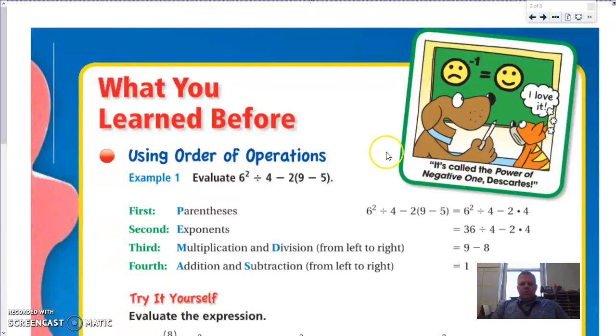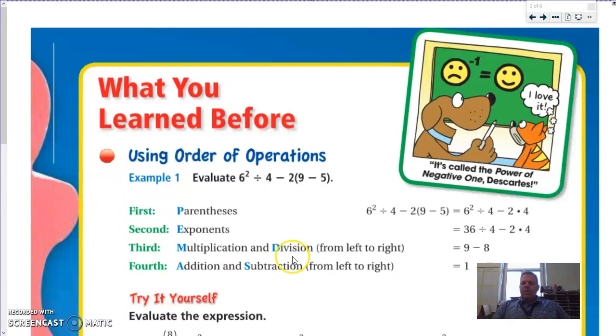What you need to be able to do right away is to use order of operations, and we've done this a lot of times. So you can see in this example 1, we are going to evaluate 6 squared divided by 4 minus 2 times parentheses 9 minus 5. The first thing that we have to do is parentheses. Remember, we have, please excuse my dear Aunt Sally. Parentheses are first, so we're going to do the 9 minus 5, and we get 2 times 4. Our second thing that we must do is exponents, so we're going to take this 6 to the second and make that 36. 36 divided by 4 minus 2 times 4.